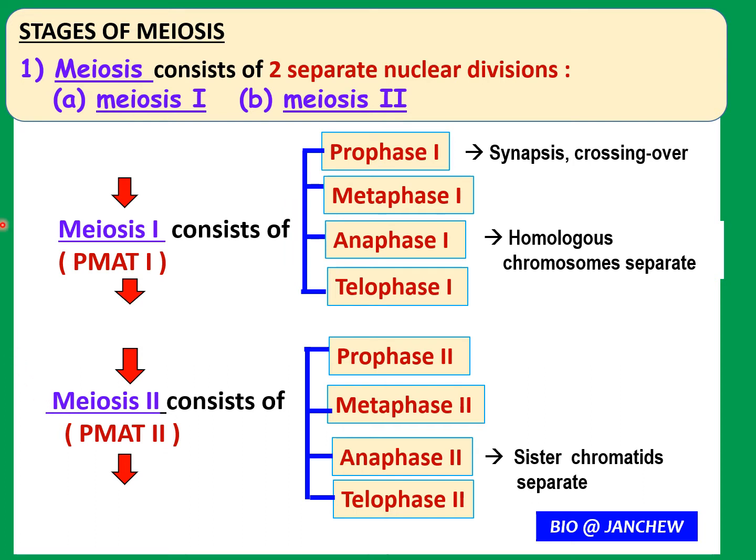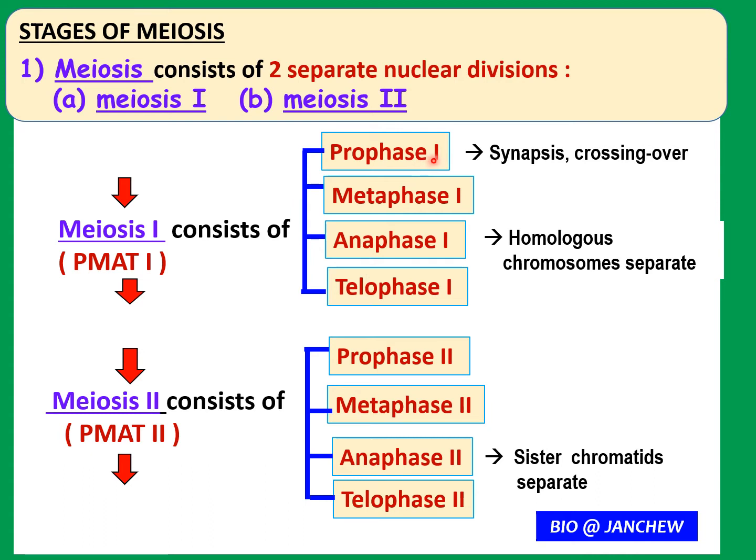Here is an overview of the stages of meiosis and the other events that occur before it and after it. Meiosis consists of two separate nuclear divisions, that is meiosis I and meiosis II. In meiosis I, there are four phases: prophase I, metaphase I, anaphase I, and telophase I. So we can use the acronym PMAT1 to remember the four phases of meiosis I.